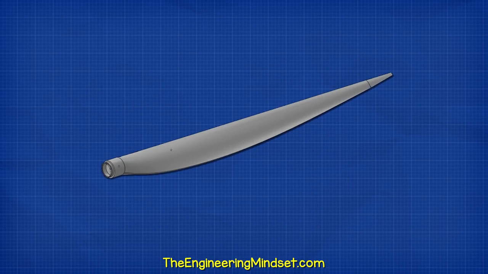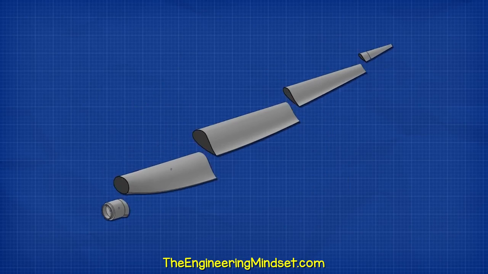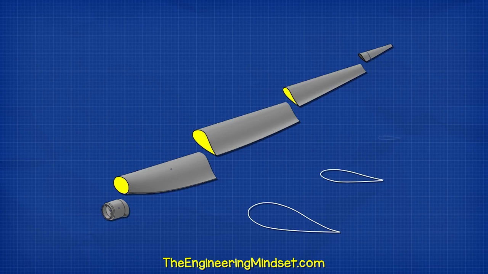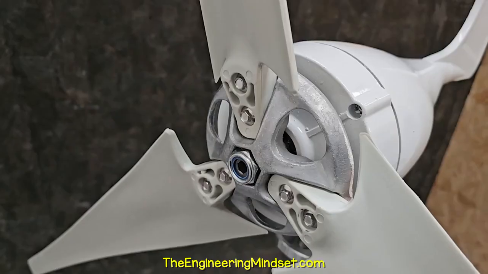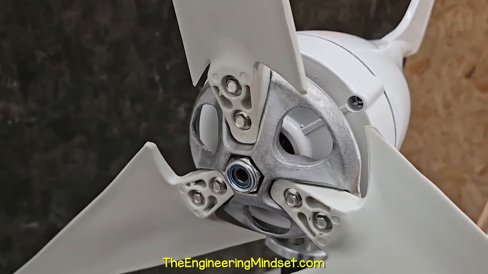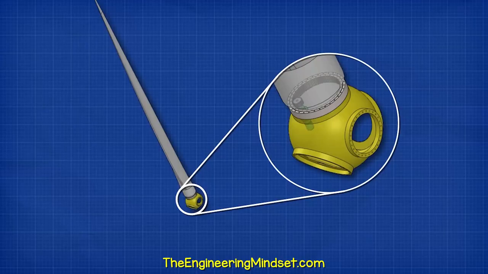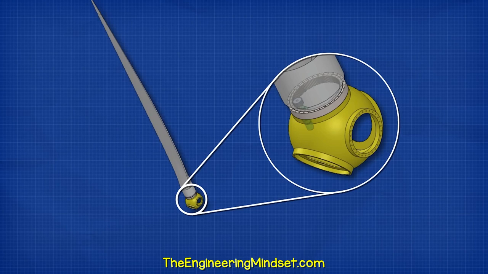The blades will have an aerofoil shape to them. The shape changes along the length of the blade and often twists along the length to improve the aerodynamic efficiency. Smaller wind turbines usually have a fixed angle blade, but large turbines can change the angle of the blade.